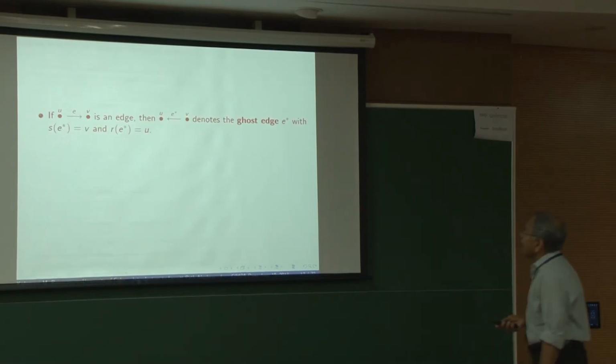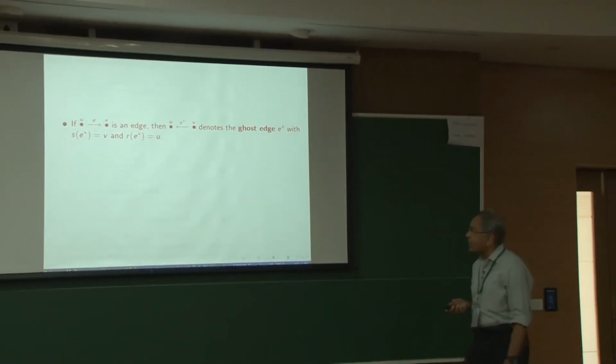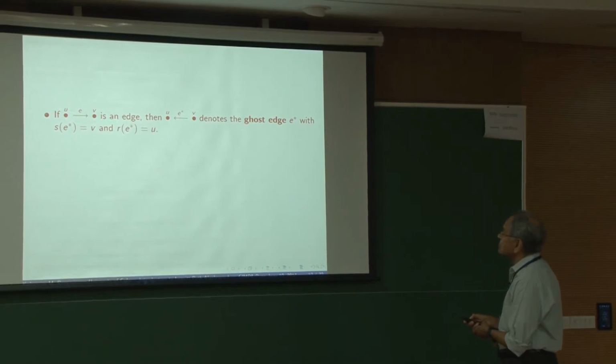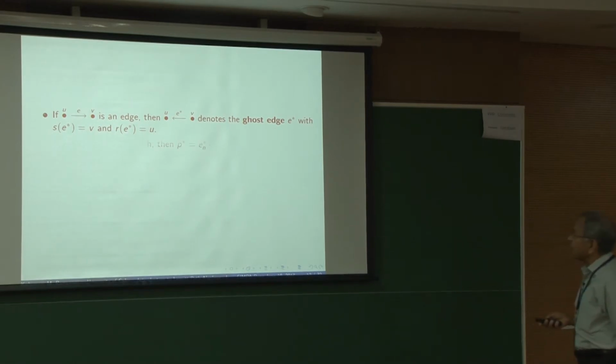Okay. We also have a few more names I want to throw in at you. Given an edge E from U to V, we have a so-called ghost edge coming from the opposite direction, from V back to U. Obviously the beginning vertex of E star is V, which is the range vertex of E, and the end vertex of E star, the range of E star, is U here. The same idea for a path also.